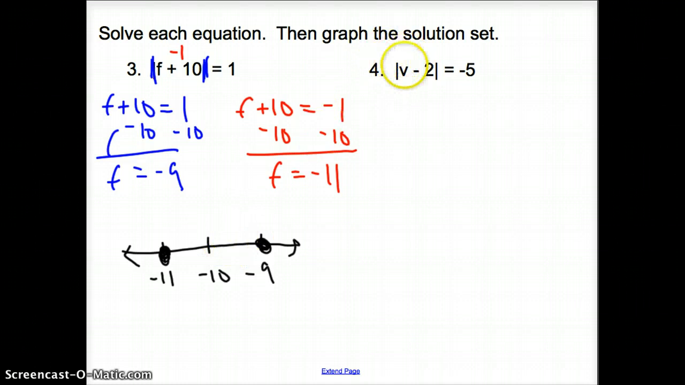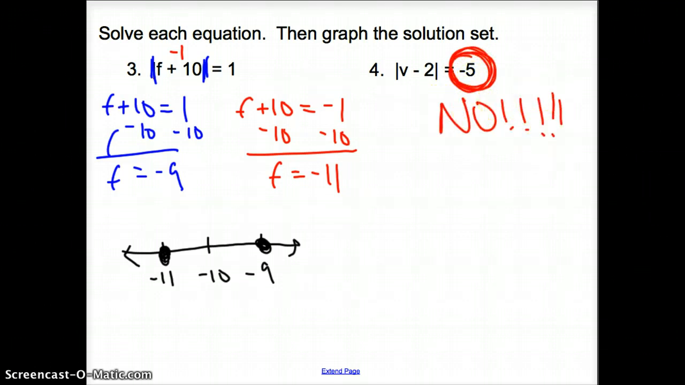4. Now we have the absolute value of v minus 2 equals -5. Well, always check first before you solve it. What does the absolute value equal? This absolute value equals a -5. Can an absolute value equal a -5? No, it cannot equal a negative number. An absolute value cannot equal a negative number. So, therefore, here there is no solution.